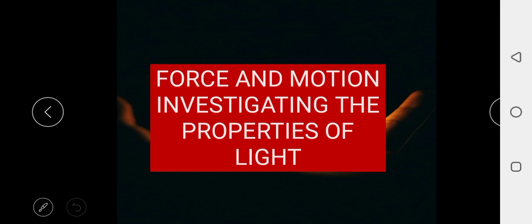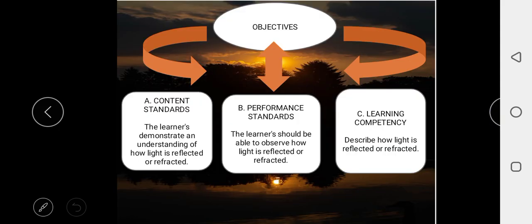Our topic is force and motion: investigating the properties of light. You need to learn the three objectives. We have content standards, performance standards, and the last is the learning competency. In the content standards, the learners demonstrate an understanding of how light is reflected or refracted. In the performance standards, the learners should be able to observe how light is reflected or refracted. And the last is the learning competency, which is to describe how light is reflected or refracted.